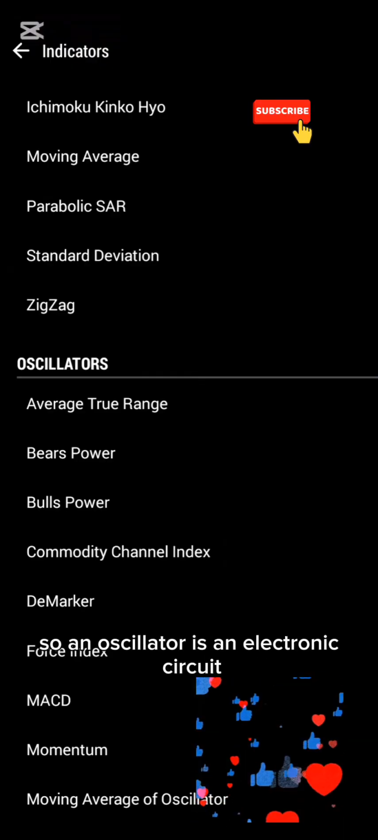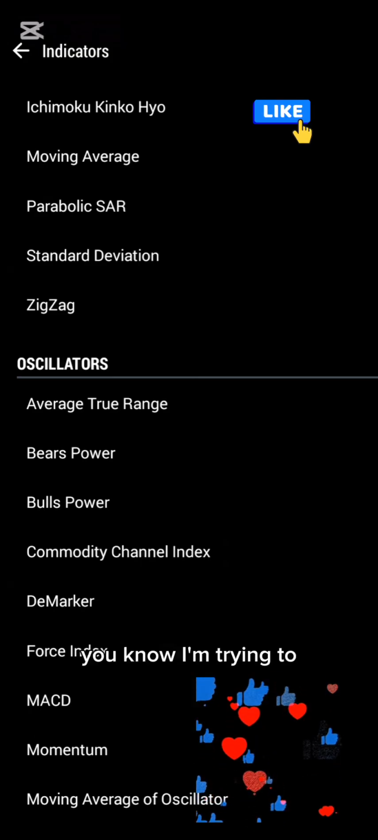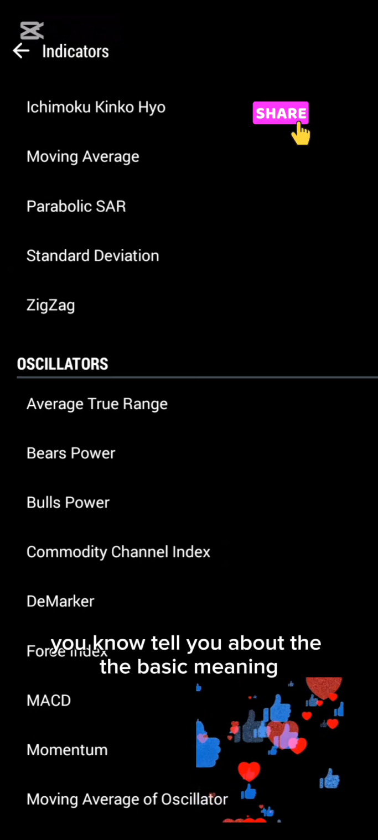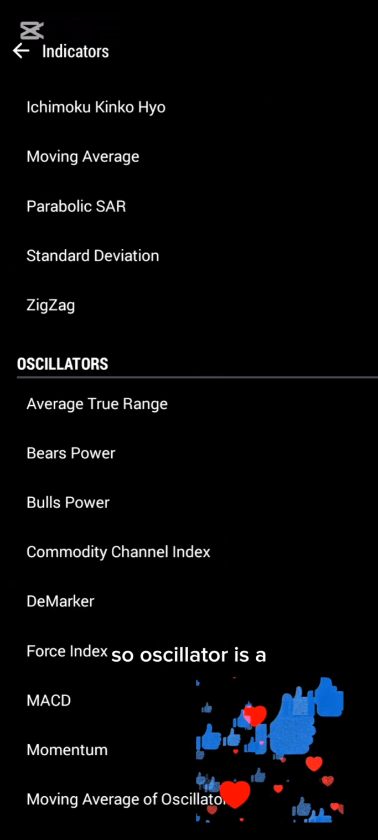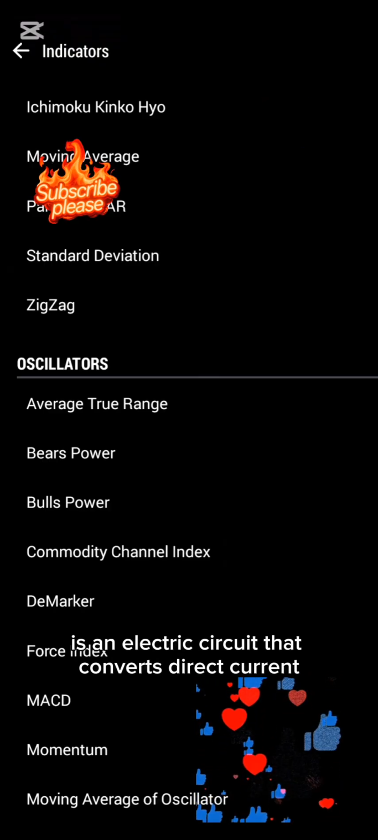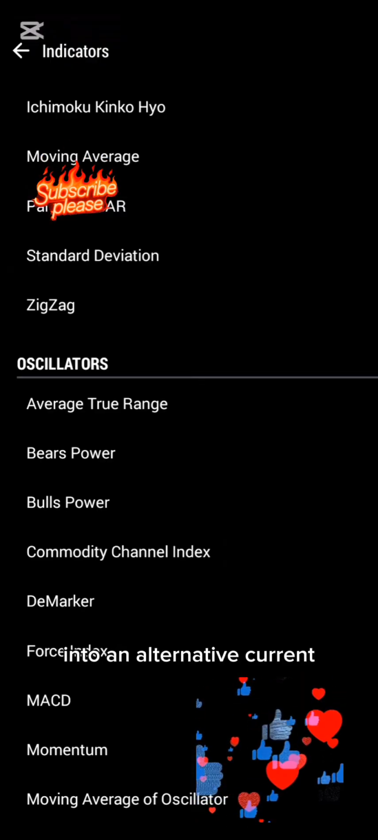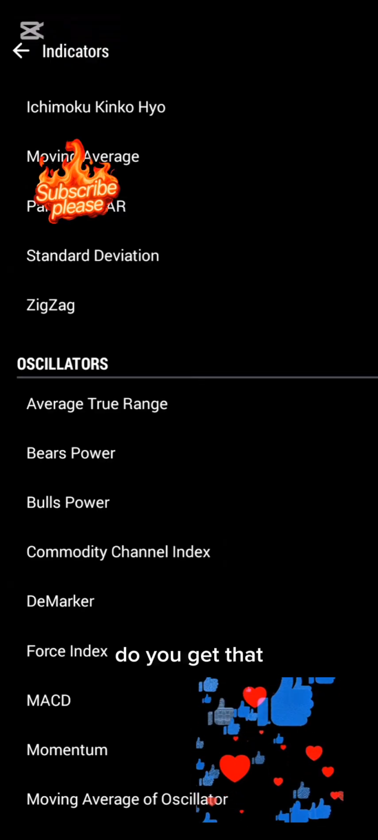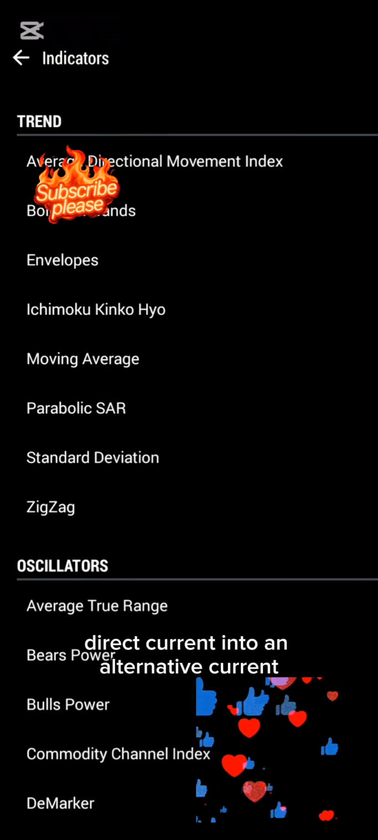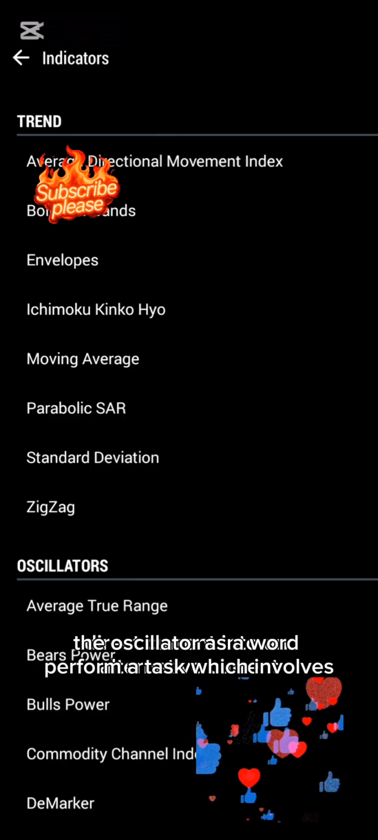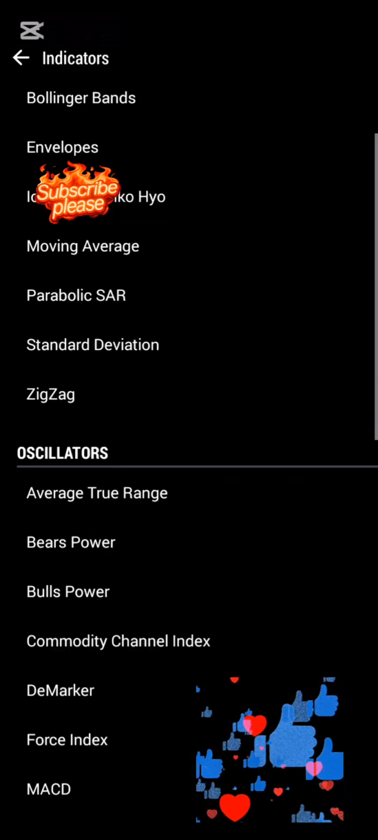So an oscillator is an electronic circuit that converts direct current. I'm trying to tell you the basic meaning. An oscillator is an electric circuit that converts direct current into an alternating current. Do you get that? Yes, it converts a direct current. The oscillator as a word performs a task which involves converting.